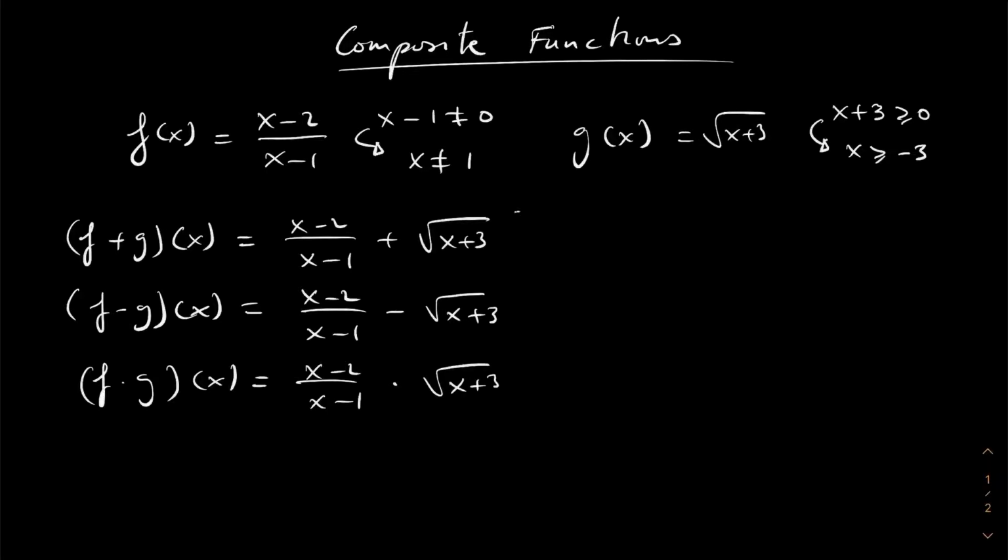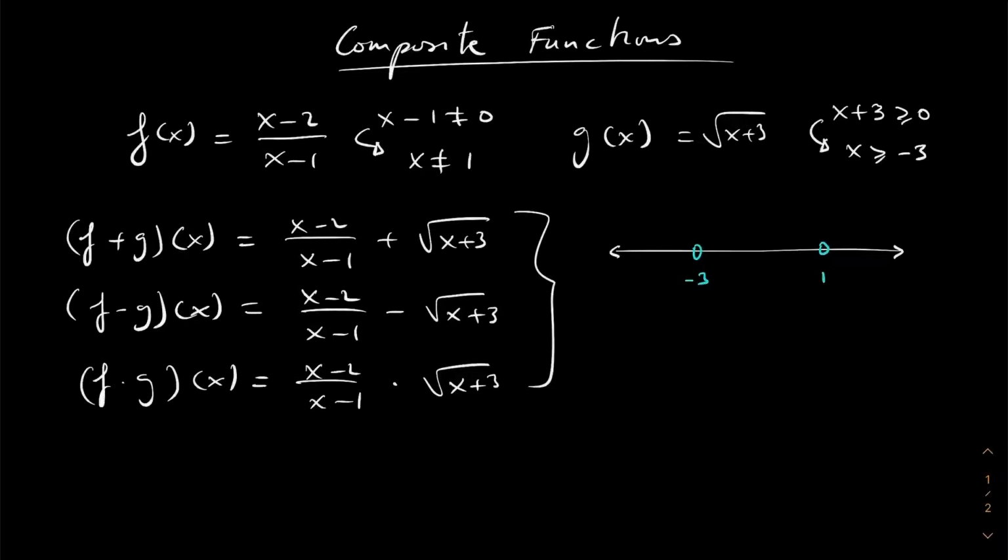Now, to find the domain of these three combinations, all you have to do is combine the domain of both f and g, the individual functions making up the combination. And so I'm going to draw a number line here to show you what happens when we combine those two. And so here I'm going to have the endpoints negative 3 and also 1.